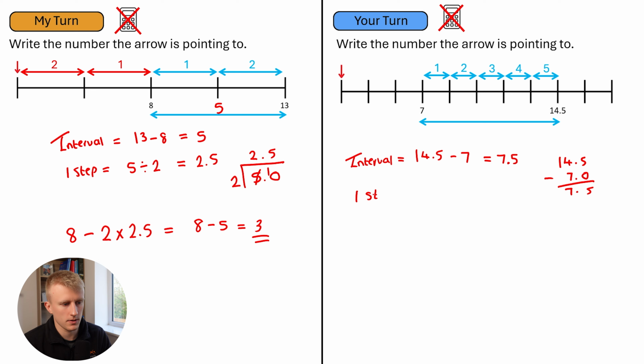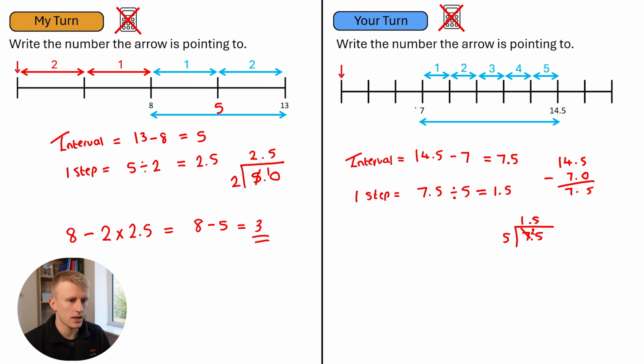So 1 step is going to be 7.5 divided by 5. Let's set up our short division. So 7.5 goes inside our bus stop, so to speak, and 5 goes outside. 5 goes into 7 once, put down our decimal point, with 2 left over. 5 goes into 25 5 times. So 7.5 divided by 5 is 1.5.